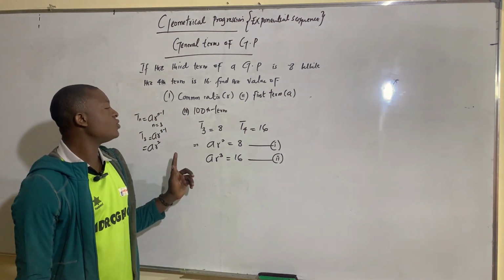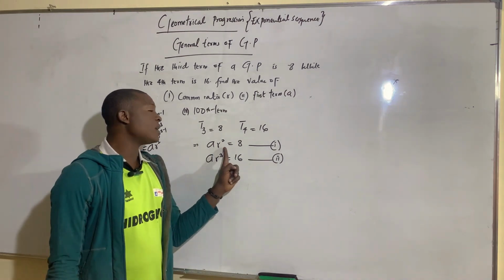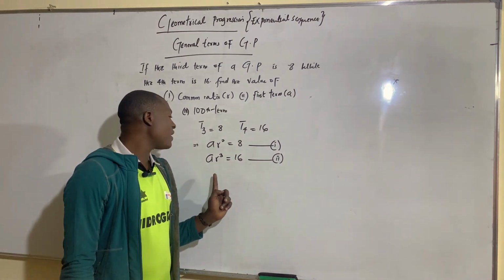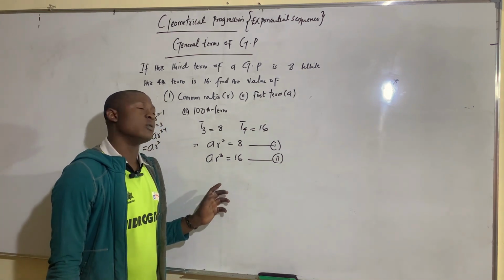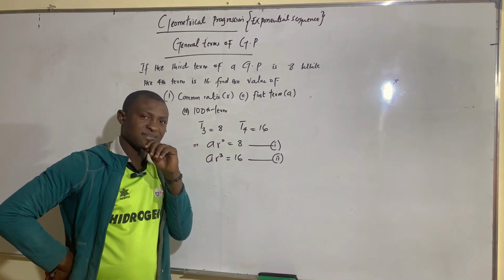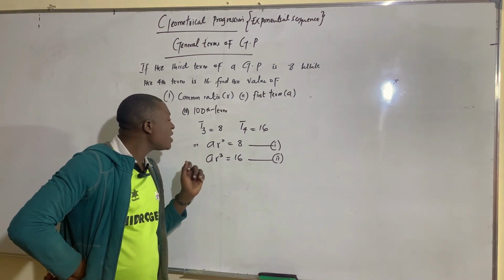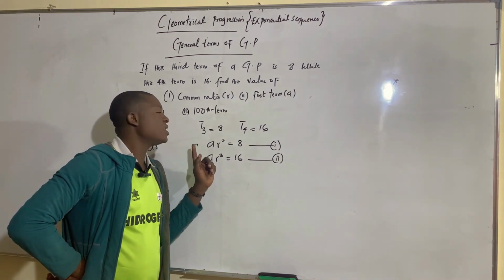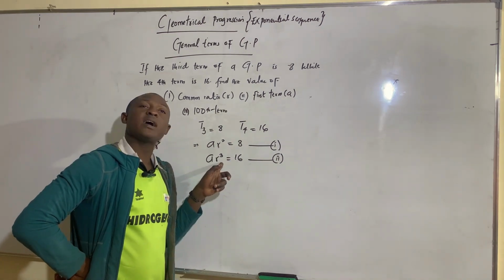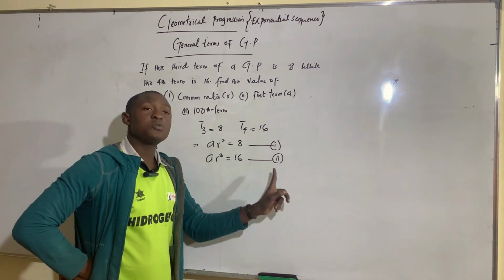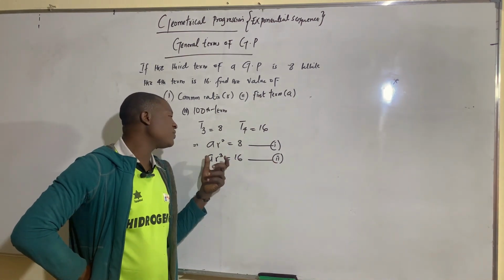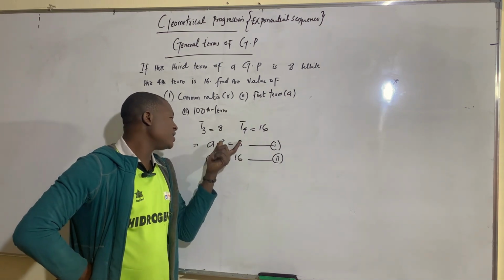Which one is smaller and which one is bigger? If I look at the first equation, what I have there is AR square, and in the second equation, what we have there is AR cube. If I ask you now, between these two, which one is bigger? Yes, because in both we have A, but in the first we have R square and in the second R cube, meaning equation 2 is bigger than equation 1. So I have to divide this by this.